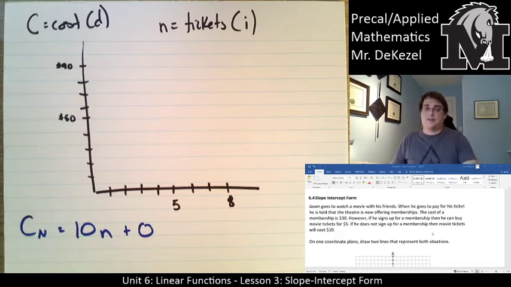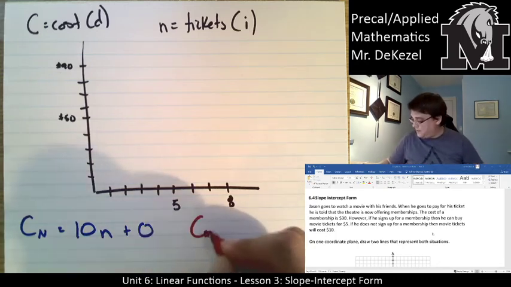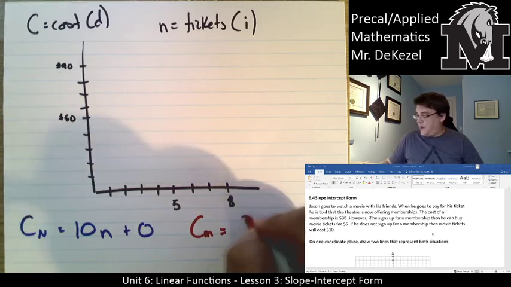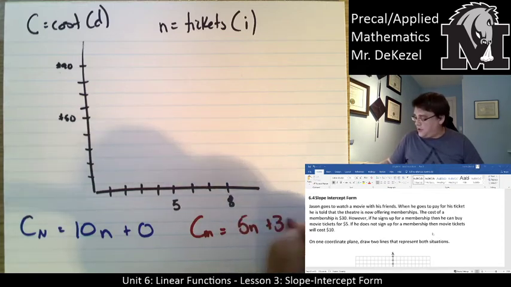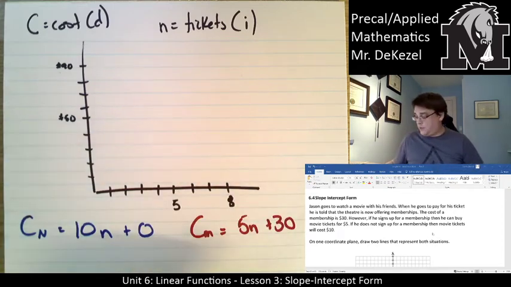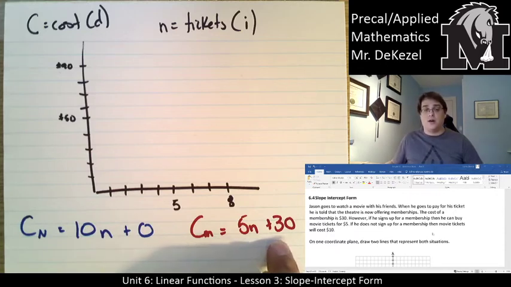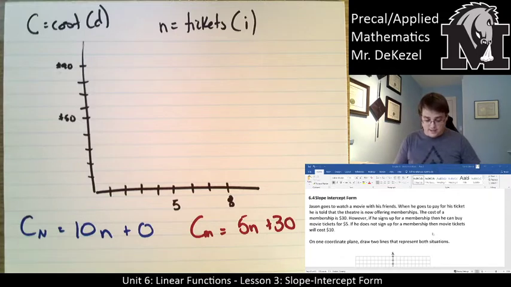The cost with a membership is equal to $5 per ticket plus the $30 membership. And it's important that we have the 30 here when we write it out in this form, and I'll explain why that is as well.